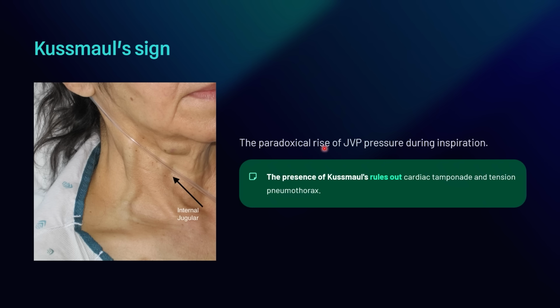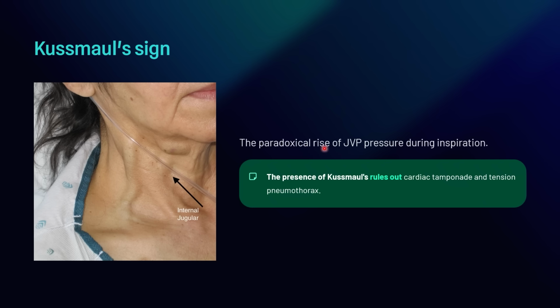Physiologically, inspiration drops the pressure in the chest, so the JVP should drop. But this is paradoxical. The presence of Kussmaul sign rules out cardiac tamponade. When you see Kussmaul or the description of Kussmaul's, then it's not tamponade or tension pneumothorax. That's out of the picture.